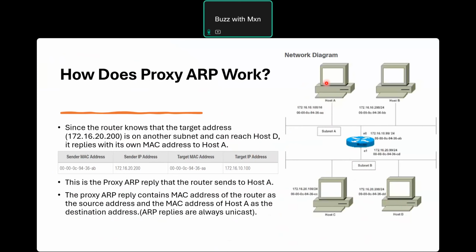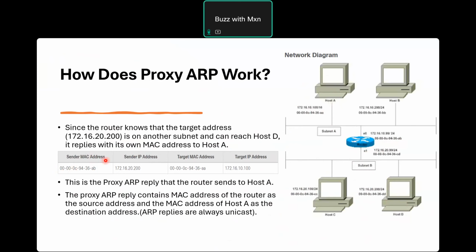So what the router does when it receives the ARP request from host A, instead of forwarding the packet to host D, is respond with its own MAC address, that is 36AB. It will respond that you have reached the destination, that I am the host containing the IP address 20.200, and this is my MAC address 36AB. This table will make it more clear.